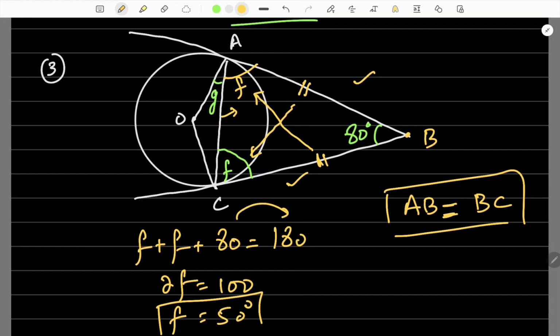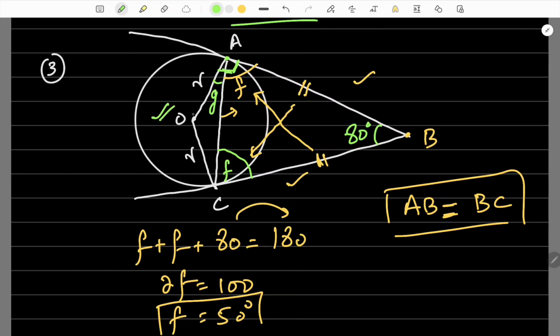Clarity? Okay, now tell me, how would you find g? Yes beta, anyone, how would you find g? Beta, we know that the first property of tangents, that the radius, because OA is a radius, OC is a radius, that the radius makes an angle of 90 degrees at the point of contact with the tangent. So radius always makes an angle of 90 degrees at the point of contact with the tangent. Any doubt anyone? So again, because the center was marked, look for the radius, look for the property.